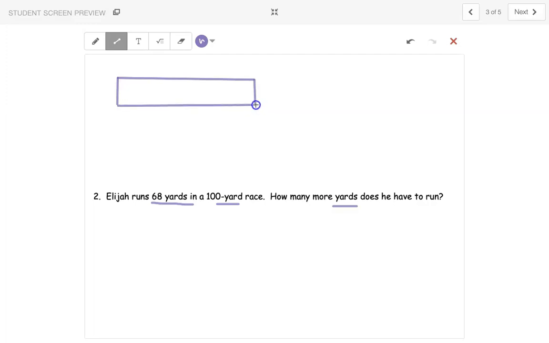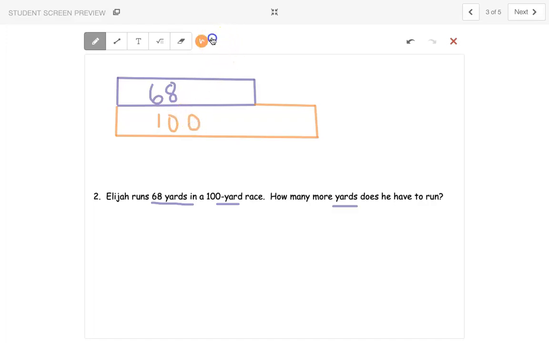68. But how long is the race? The race is a lot longer than that. So let's draw how long the race actually is. It is a 100-yard race. So Elijah did 68. The race is 100 yards. Let's draw that here, 100. Once again, we want to find the missing piece of our tape diagram, so we're going to draw that there.